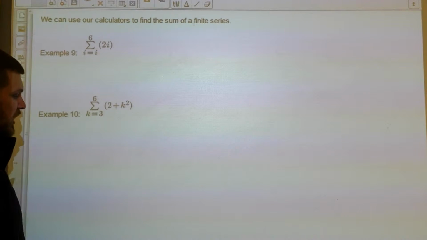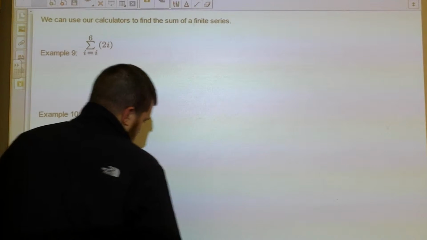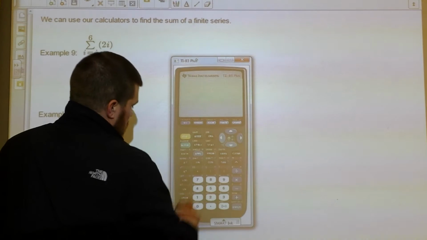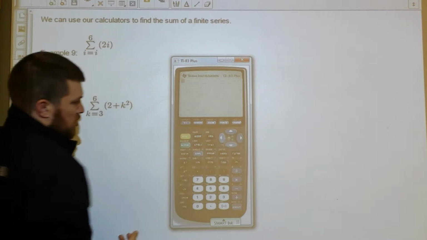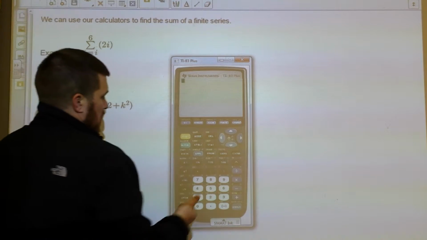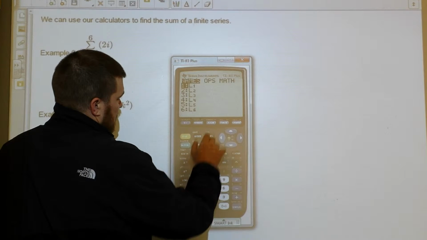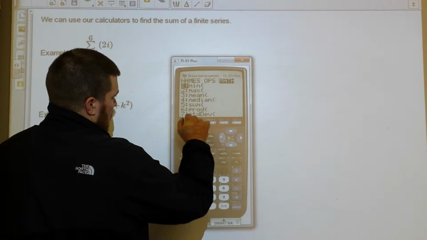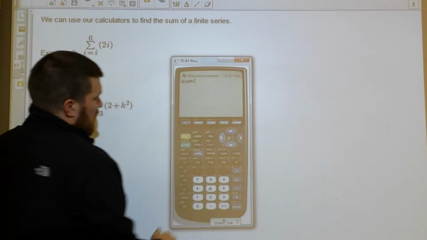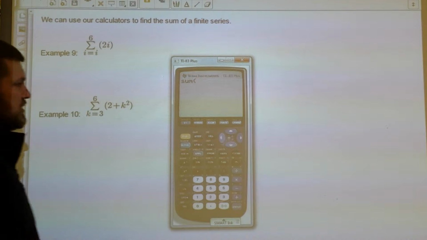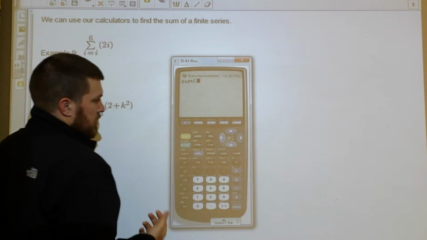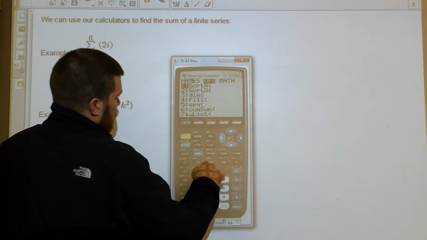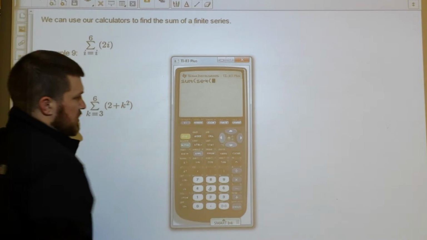So let's use our calculator. It's going to be similar to what we did for sequences. In fact, it's just one extra step. So first off, we want to go 2nd, STAT. This time we're going to go to the MATH menu, and it's going to be option 5 for sum, because that's what that capital sigma means. Now we want to do our sequence like we did in the previous video. So 2nd, STAT, go to the OPS menu, option 5 for seq.